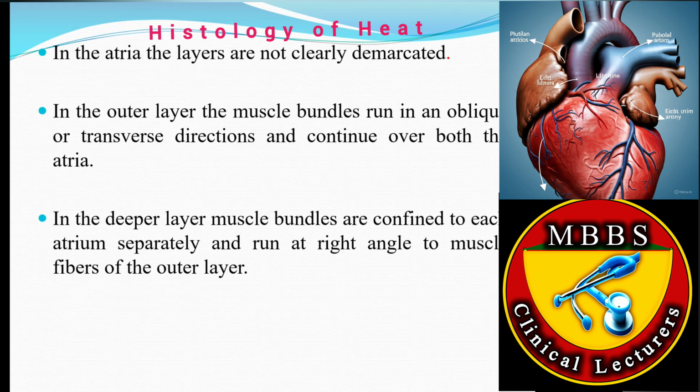In the atria, the layers are not clearly demarcated. In the outer layer, muscle bundles run in oblique or transverse directions and continue over both atria. In the deeper layer, muscle bundles are confined to each atrium separately and run at right angles to the muscle fibers of the outer layer.